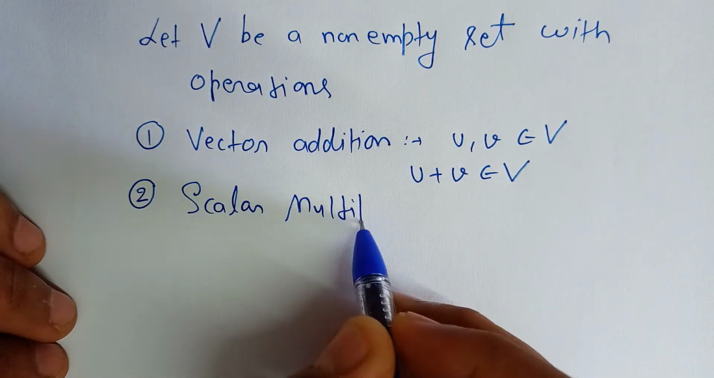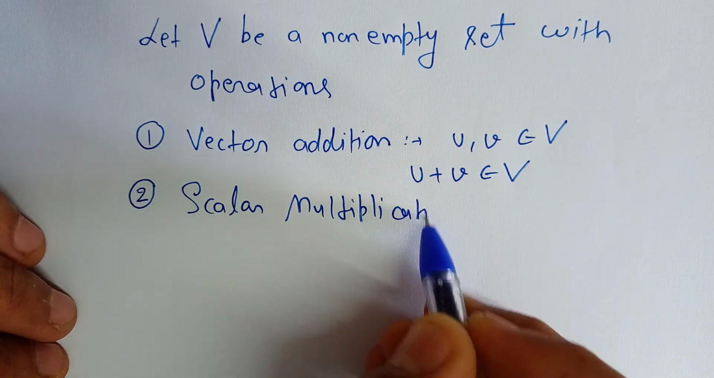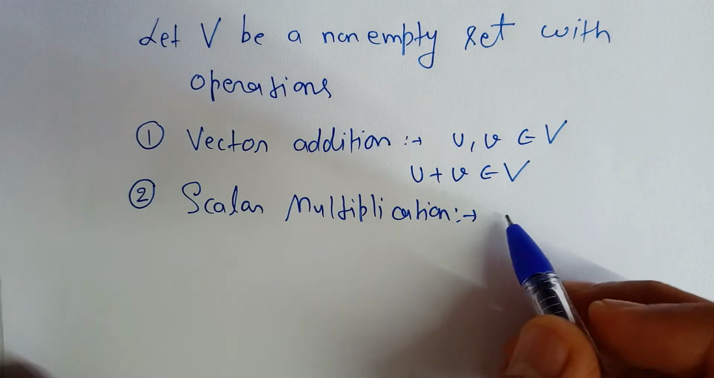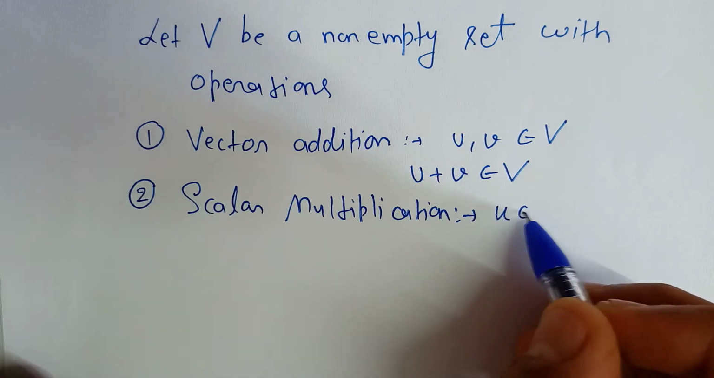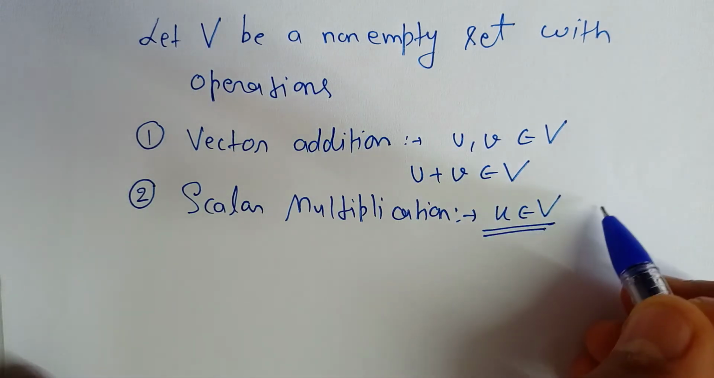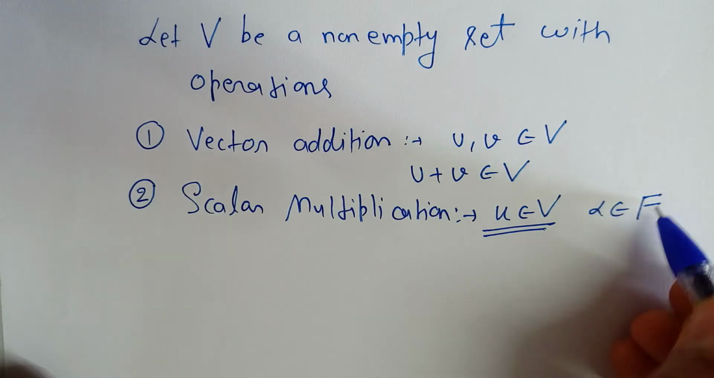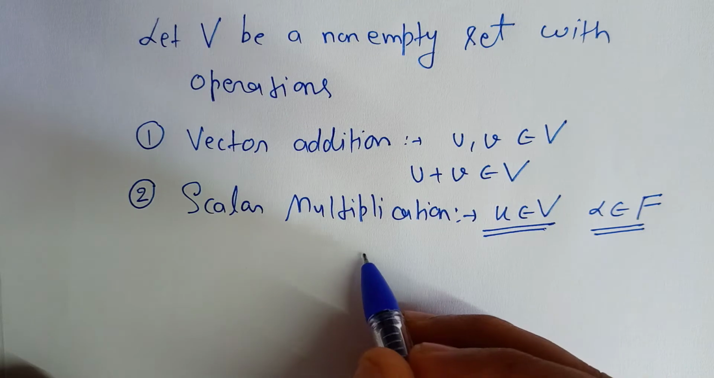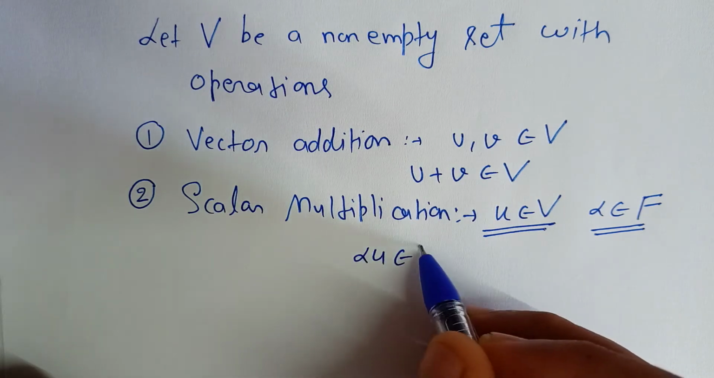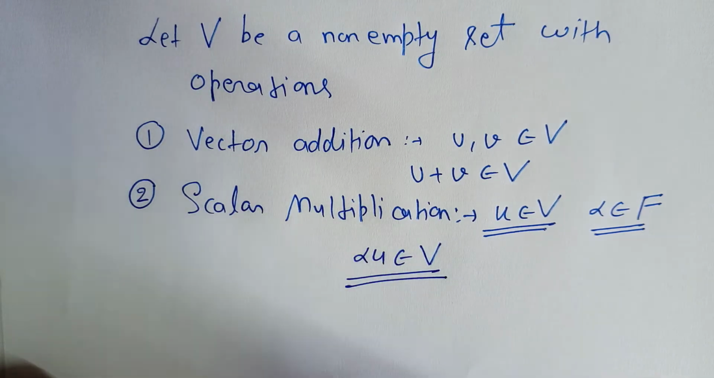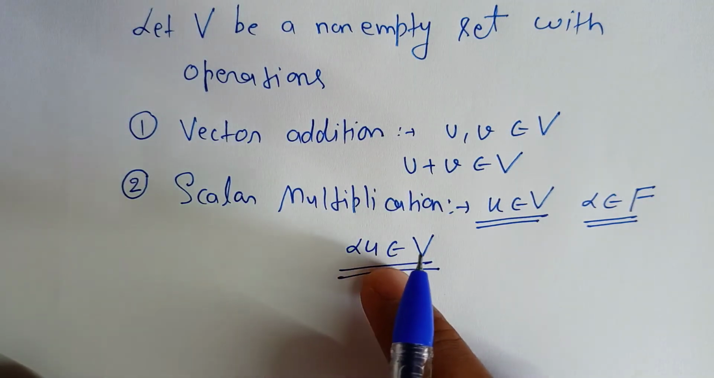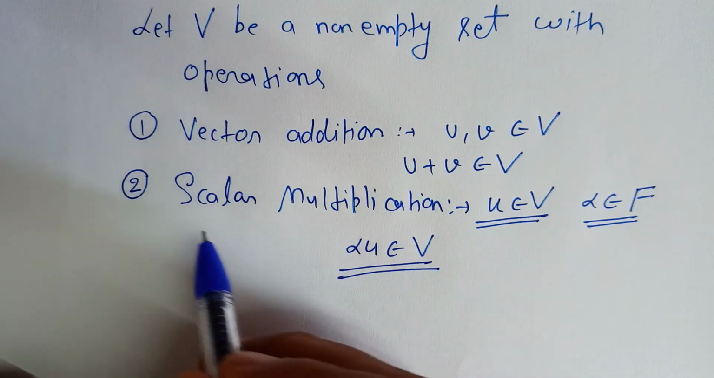Scalar multiplication means if you take any element u from the vector space V and alpha belongs to the field, then alpha u belongs to V. So this is your scalar multiplication. If you take any scalar, then alpha u should belong to V. So this is called the scalar multiplication.